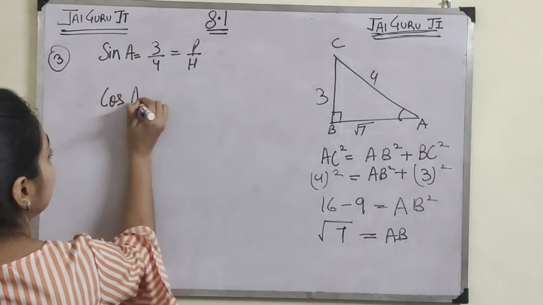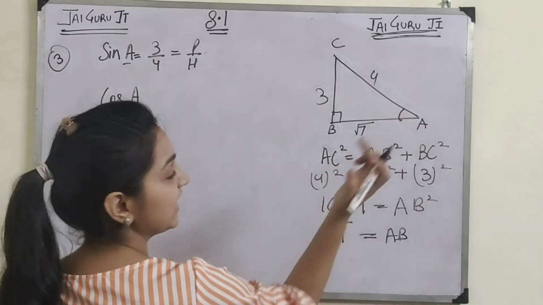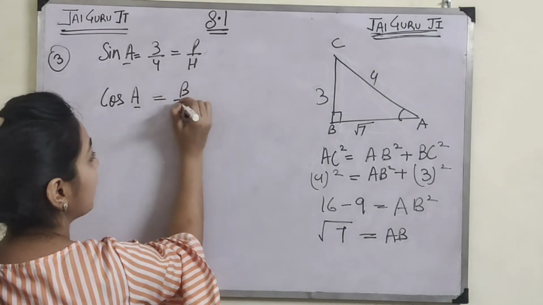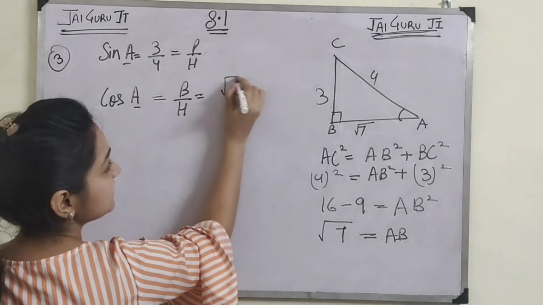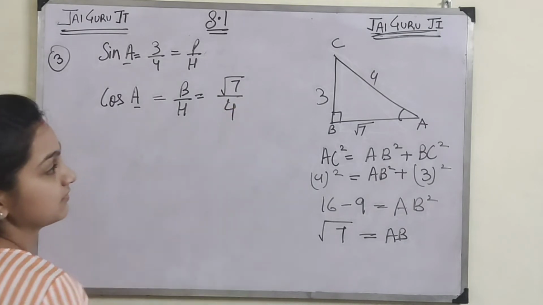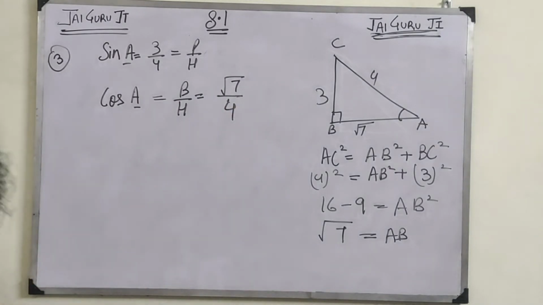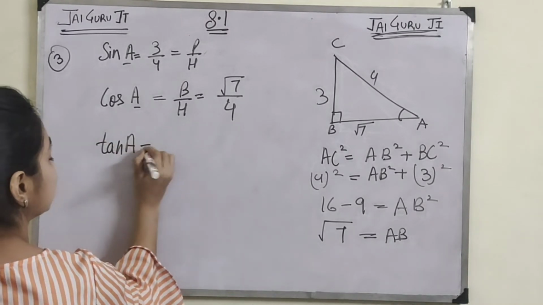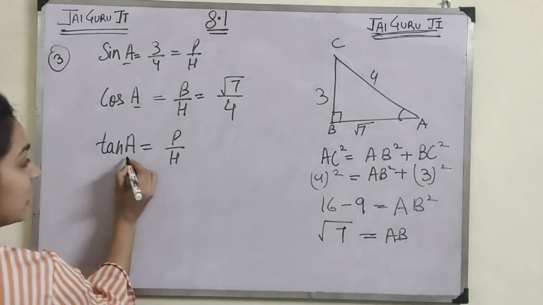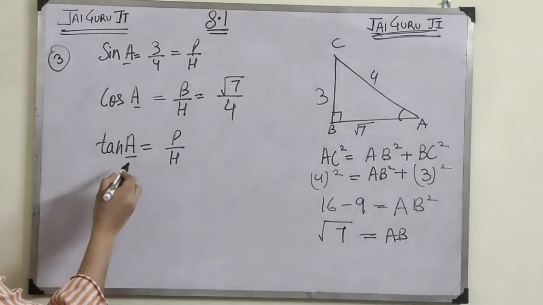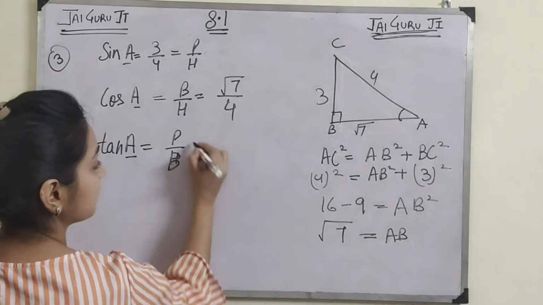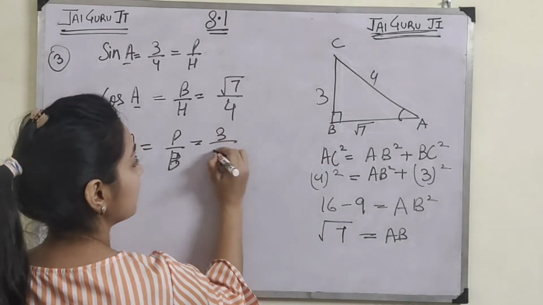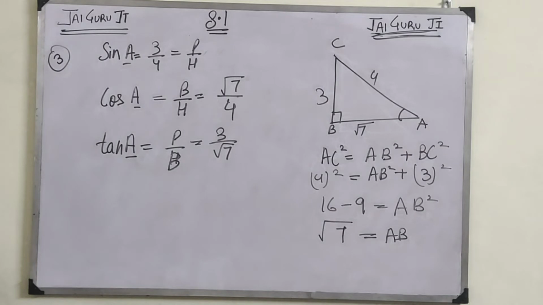Cos A. Again, the theta is same, so I will take A. This is B upon H. Root 7 upon 4, as root 7 was the base. Now they are saying you have to calculate tan A. That is P upon B. Important thing again, you have to see the theta. P upon B. What is P? 3 upon root 7. This is done. That's all. This is the third question.